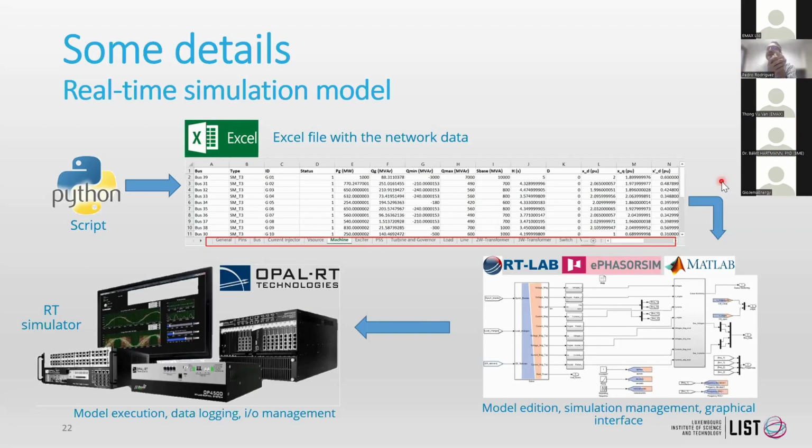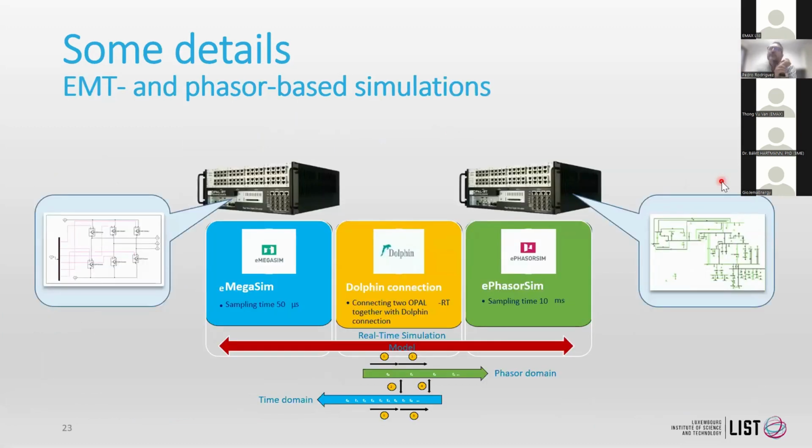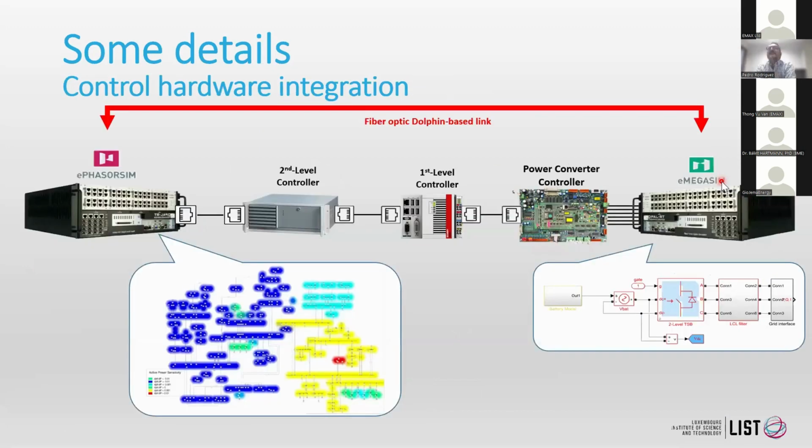The simulations in time and the simulations in the phasor domain had to interact with each other. We implemented this by using a Dolphin real-time communication bus. Therefore, in such a case, the power converters simulated at the right, the switches with this 50 microseconds resolution, were interacting with the grid, which is at the right. The phasors of the grid were simulated at 10 milliseconds resolution. And something which is important, you can see here, this Dolphin is the one connecting the two domains, the real-time domain and the phasor domain.